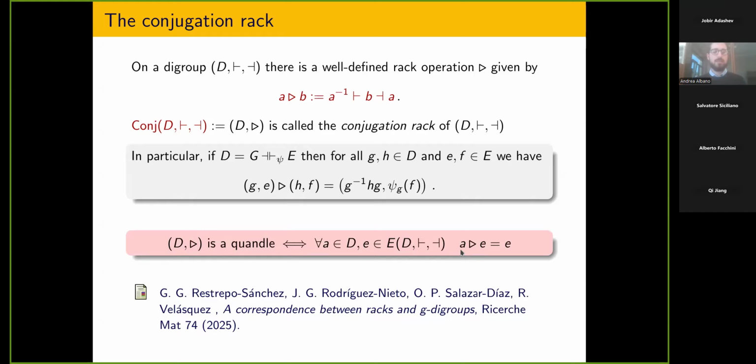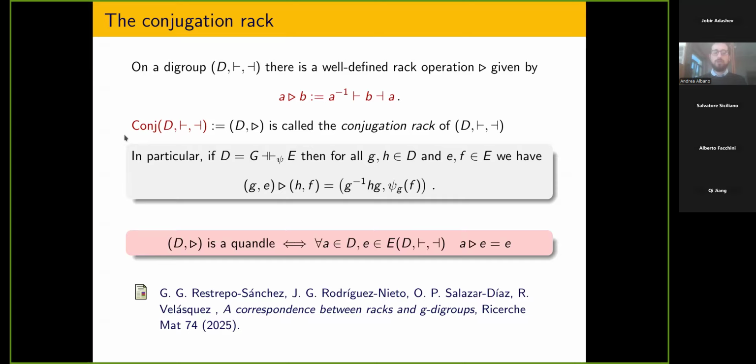It can be proven that this rack structure is a quandle if and only if the conjugation on the idempotent component is trivial, so if and only if A triangle E is always equal to E for all elements A acting on any idempotent E. I'm sorry, I'm using idempotent and bar unit interchangeably, so pardon me for that.